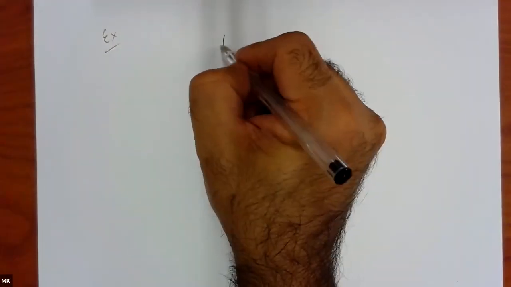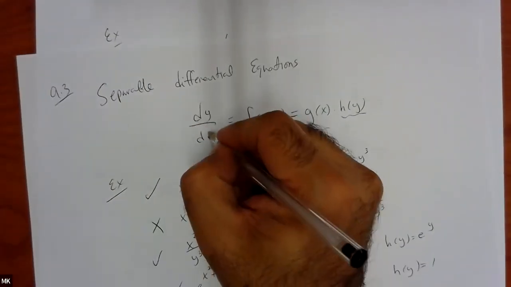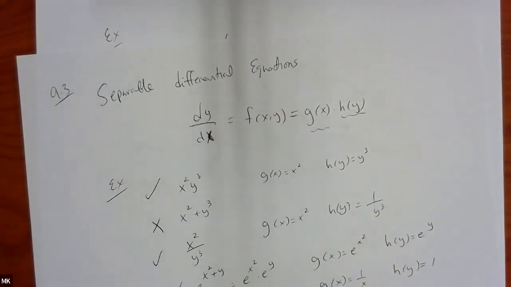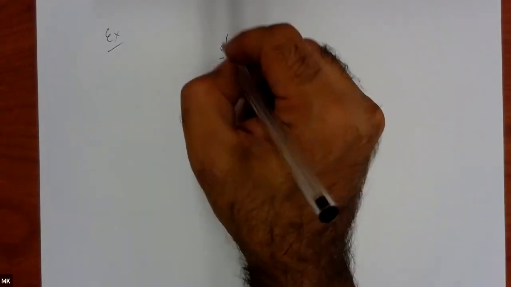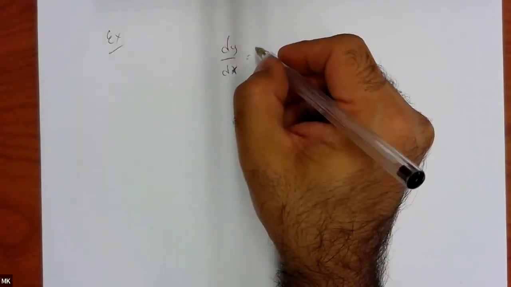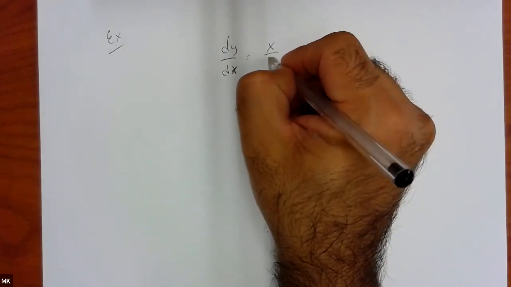So suppose dy/dt is equal to, oh, I put dy/dt, my apologies here guys. I put dy/dt, suppose it's dy/dx. So suppose dy/dx is equal to, let's make our life a little bit easier, let's just say x over y.